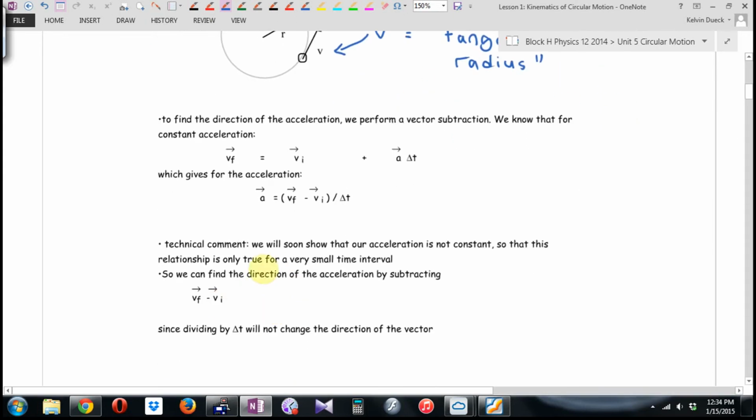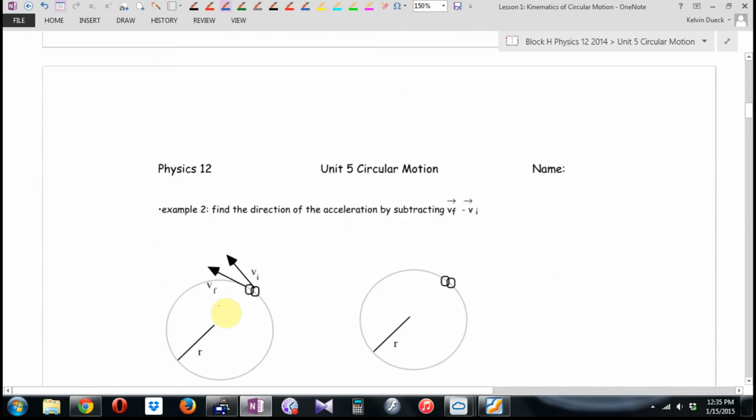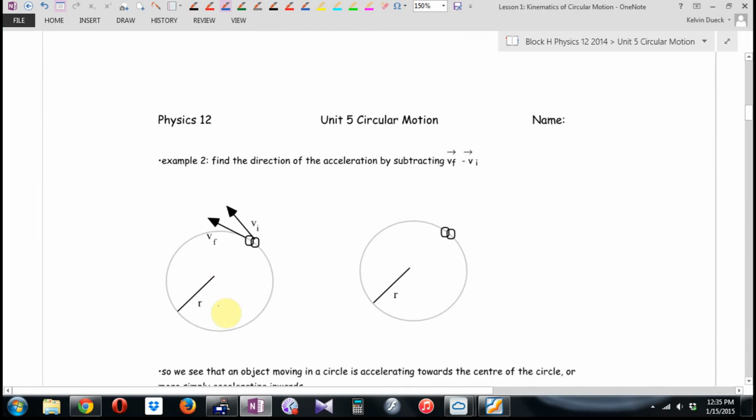But because time is a scalar, the direction is going to come from the subtraction of the vectors. How do we subtract vectors? We don't. We add the opposite. So on the next page, it says, find the direction of the acceleration by subtracting V initial from V final a split second later. So here's my high-tech picture. V final is like 1/100th of a second later. It's right there. Okay, it's going to be this plus negative V initial.